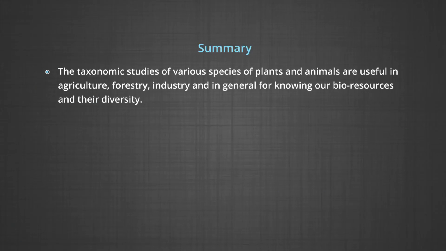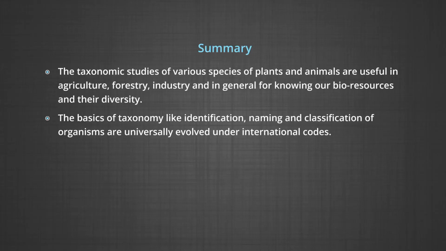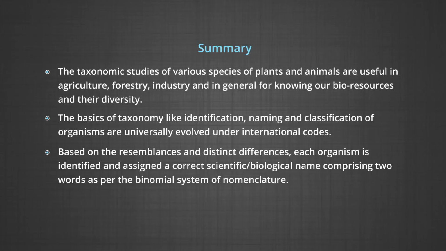The taxonomic study of various species of plants and animals is useful in agriculture, forestry, industry, and, in general, for knowing our bioresources and their diversity. The basics of taxonomy, like identification, naming and classification of organisms, are universally evolved under international codes. Based on the resemblances and distinct differences, each organism is identified and assigned a correct scientific biological name comprising two words as per the binomial system of nomenclature.